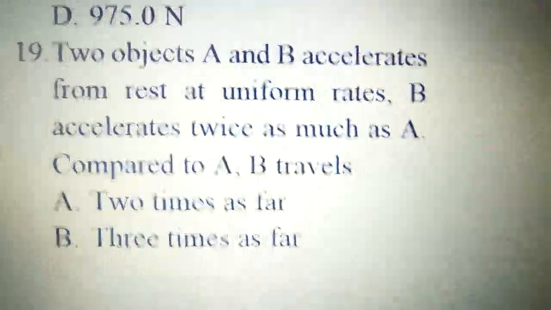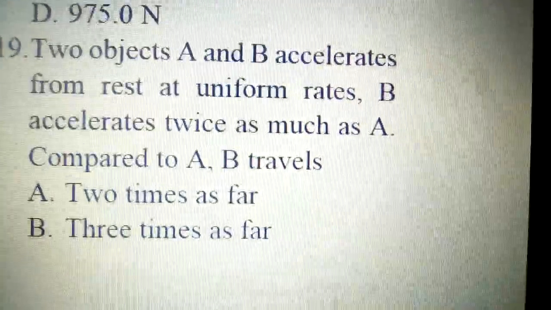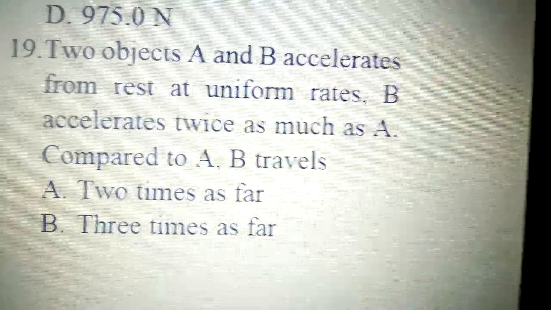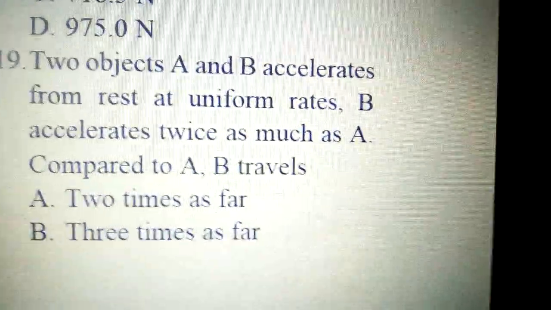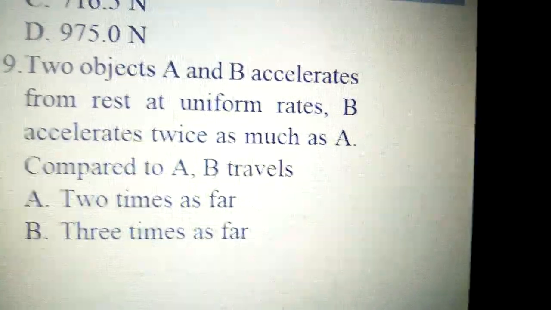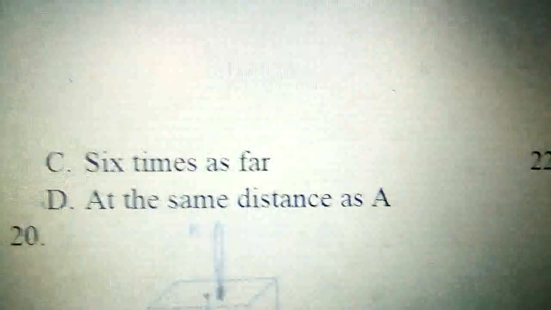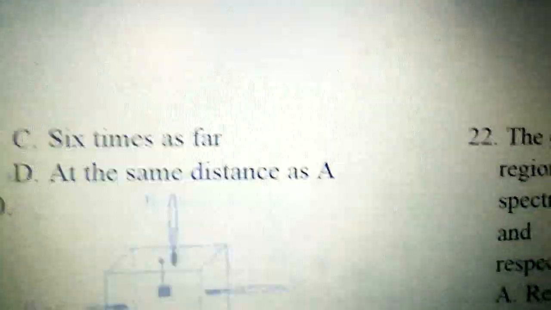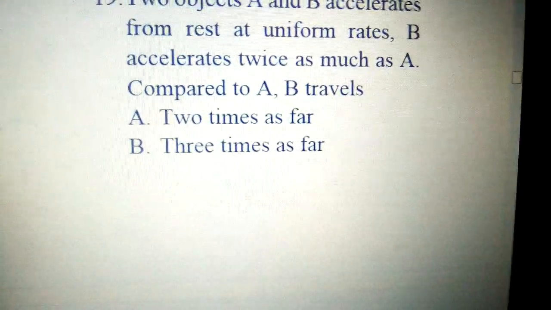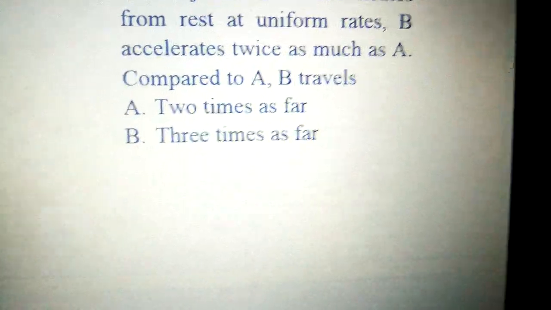Number 19. Two objects A and B accelerate from rest at a uniform rate. B accelerates twice as much as A. Compared to A, B travels: option A, 2 times as far; option B, 3 times as far; option C, 6 times as far; and option D, the same distance as A. The answer to this question is A. B travels 2 times as far.